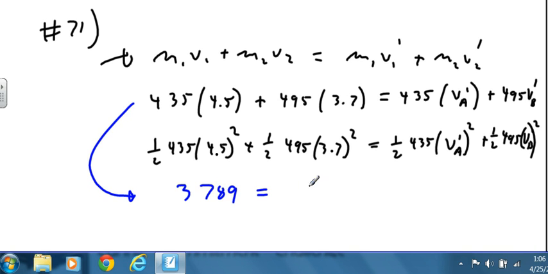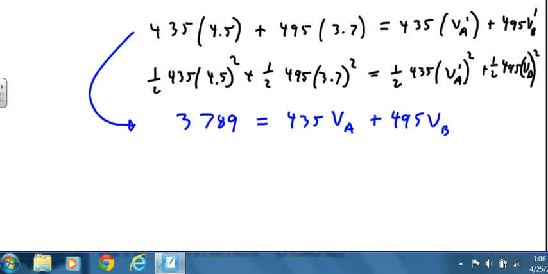So I've got 3789 is equal to 435 VA, and I'm going to drop the prime just because I don't really need a prime, but really the VA and VB prime are both prime. And then I'm going to do the same thing with the guy up above, except before I do it, I'm going to say, well, gee, I have a half everywhere, so I don't have to worry about it. I just take it out.